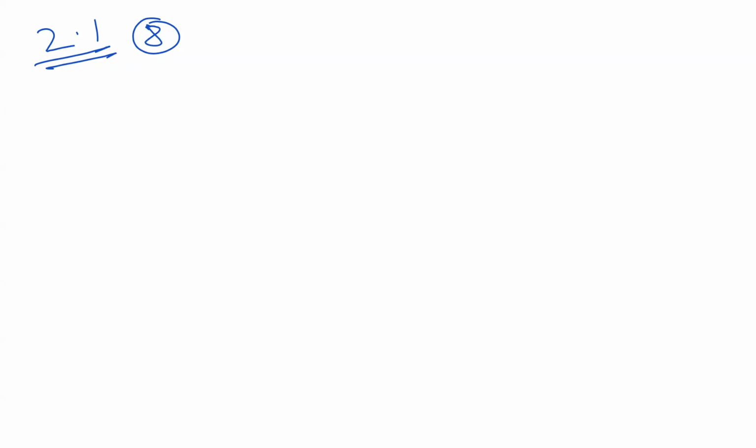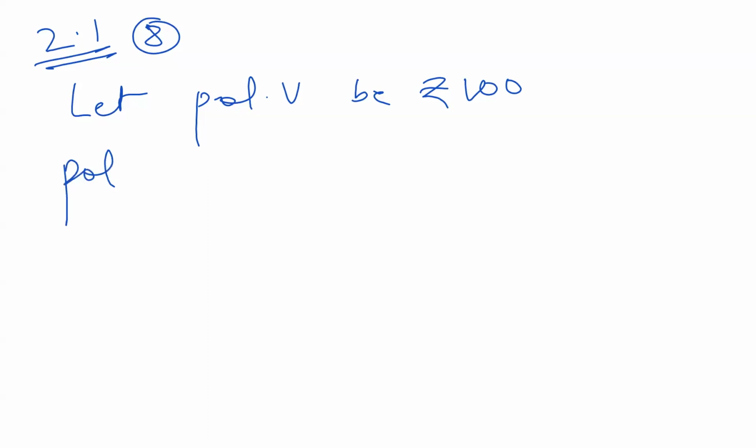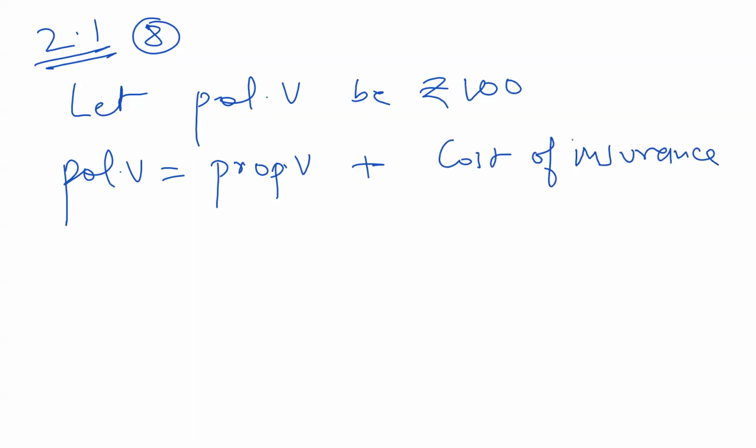Right? So let me assume a few things. Let policy value be rupees 100. So this is the assumed part. Now, what is the insurance policy covering in the event of total loss? Insurance policy will cover property value plus cost of insurance. So if there is total loss, the policy will return the entire property value plus cost of insurance.